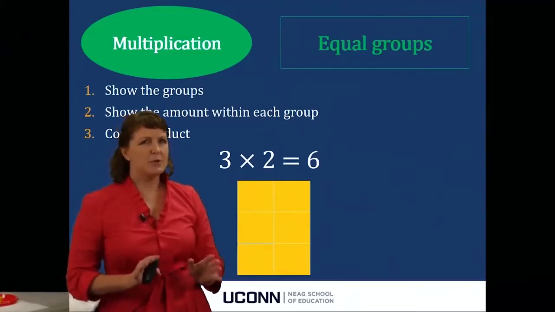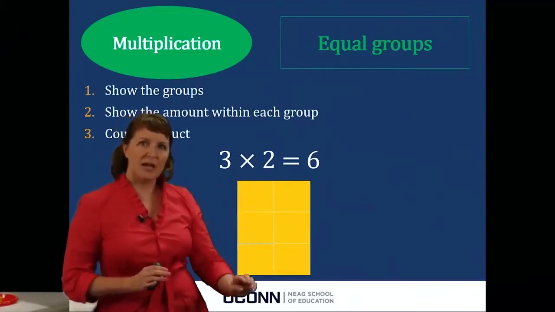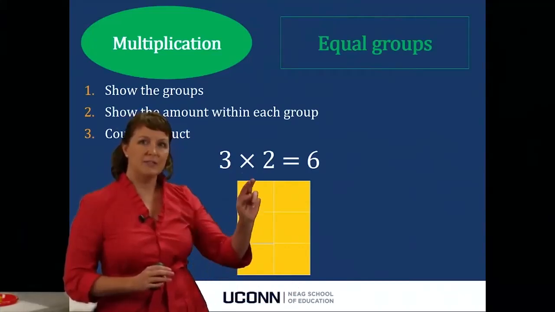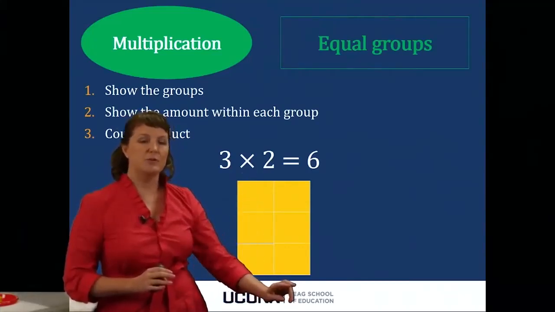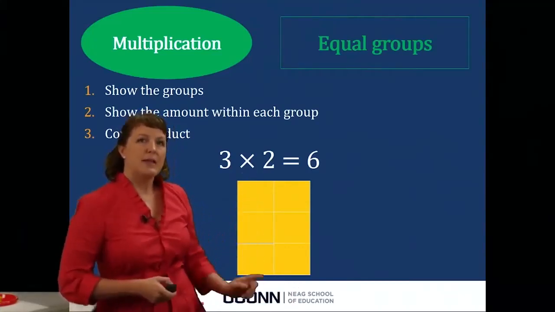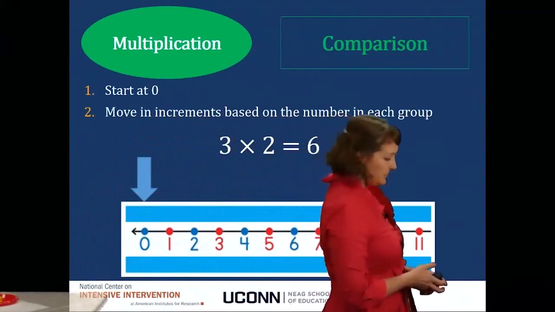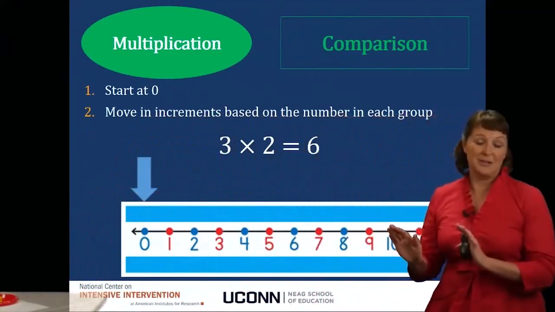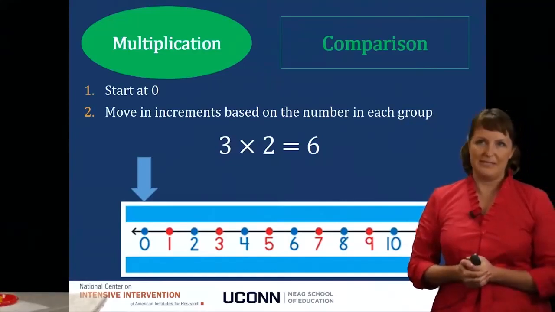This is still the equal groups concept. It's just visualized in a slightly different way. It's still 3 groups with 2 in each group. Now we just thought about equal groups, so now let's think about comparison here.